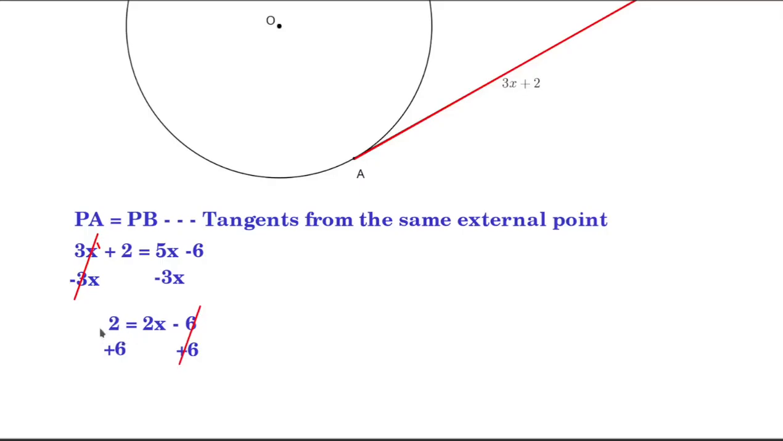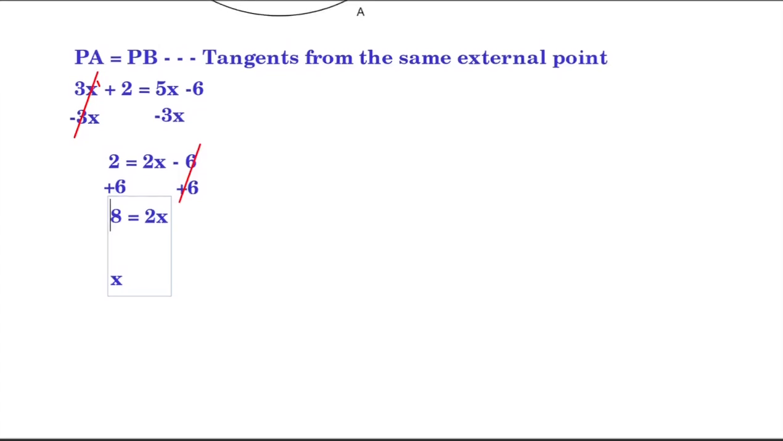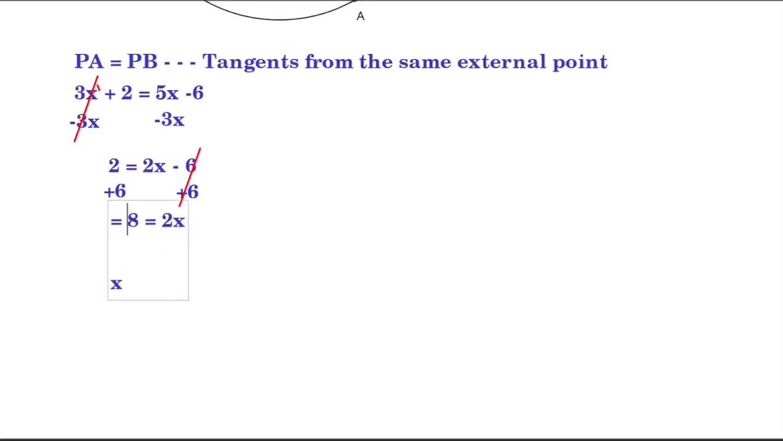And then this side on the left, you have your 2 plus 6. 2 plus 6 is giving me 8 is equal to 2x. Then from there, divide by 2 on both sides. Then your x is going to be 8 divided by 2, which gives me 4. So that's the value of x, 4 units.